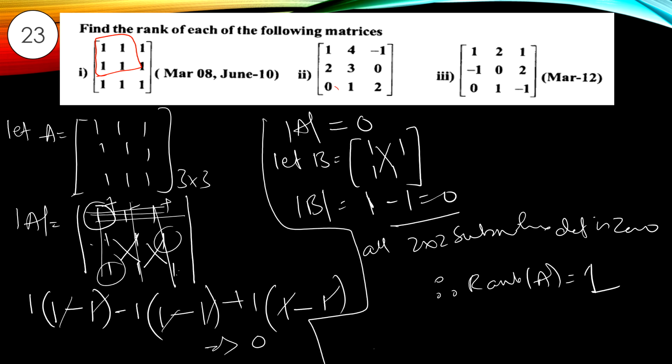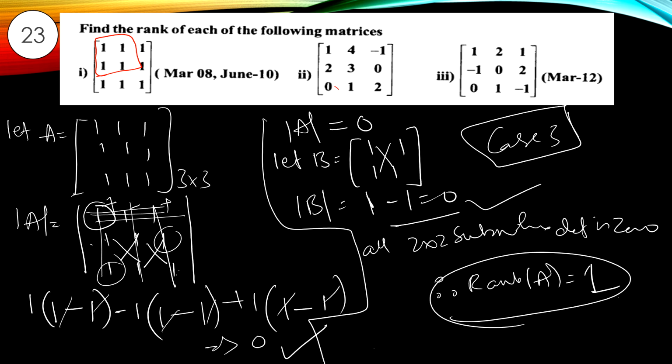This is the third case, right? According to the third case, the determinant of order 3 by 3 is 0, so then we need to move on to the submatrices. If all the submatrices' determinants are also 0, then simply we can say that the rank is 1. Okay, so the next one.